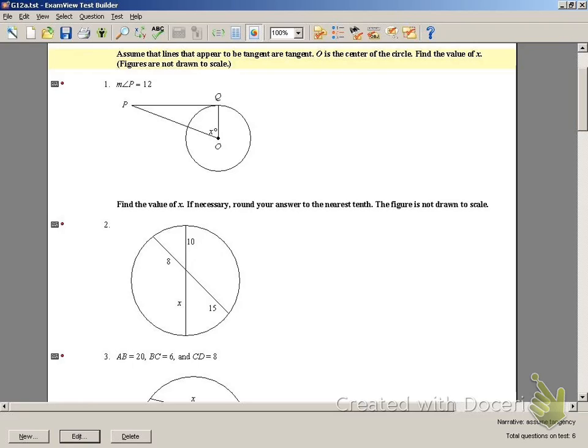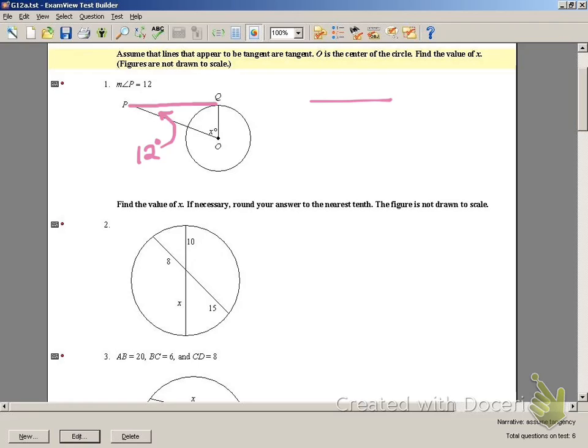If a line that appears to be tangent is tangent, then we know that PQ is going to be tangent to circle O at point Q. So Q is our point of tangency. We're asked to find the measure of angle X. Now, why or how could we find that if angle P is 12 degrees?